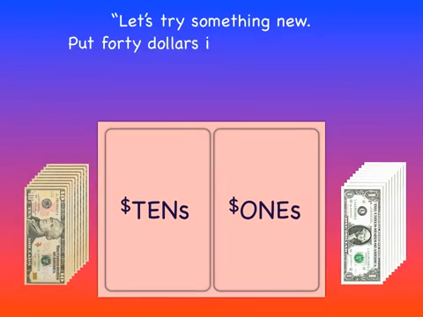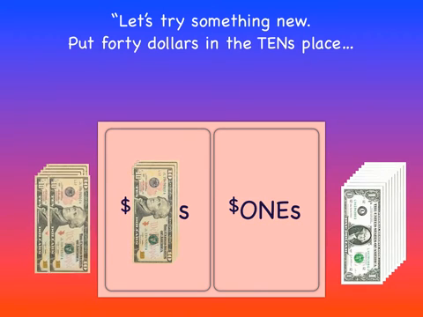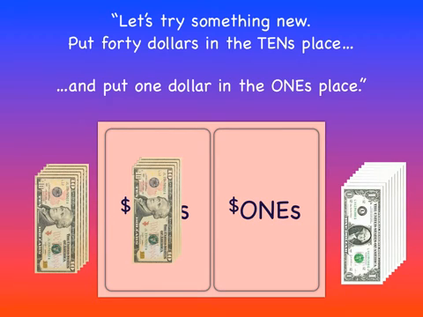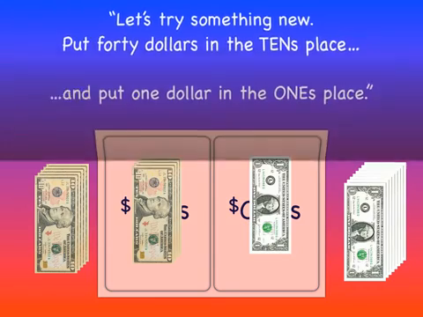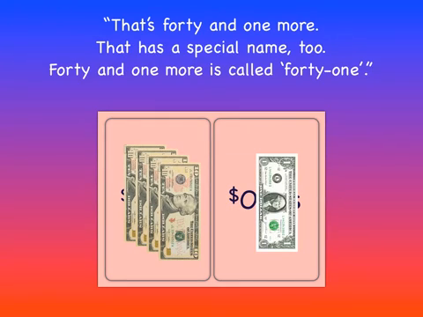Let's try something new. Put $40 in the tens place. 1, 2, 3, 4 tens makes 40. And put $1 in the ones place. 1. That's 40 and one more. That has a special name too. 40 and one more is called 41.